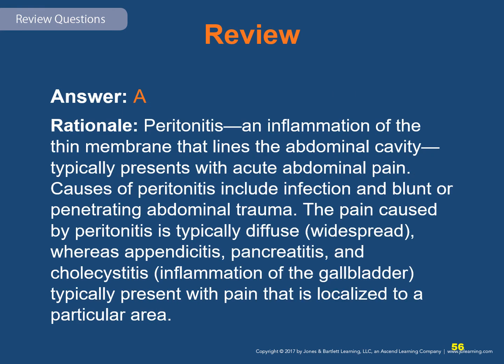Peritonitis is an inflammation of the thin membrane that lines the abdominal cavity and typically presents with acute abdominal pain. Causes of peritonitis include infection and blunt or penetrating abdominal trauma. The pain caused by peritonitis is typically diffuse or widespread.